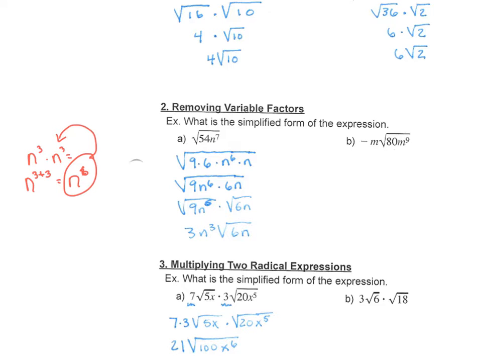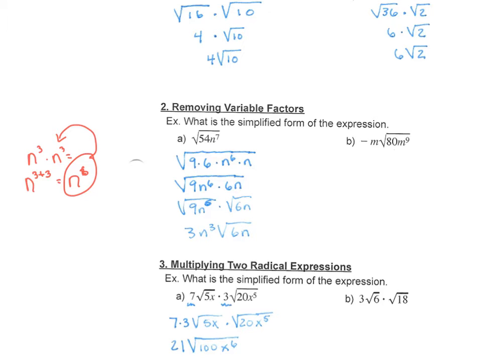So when I come here, I know that the square root of 9 is going to be 3, and then the square root of n to the 6th is going to be n to the third, and then I can't find the square root of 6 and n by itself, so I'm just going to leave them in the radical and bring them down, and I have 3n cubed times the square root of 6n.